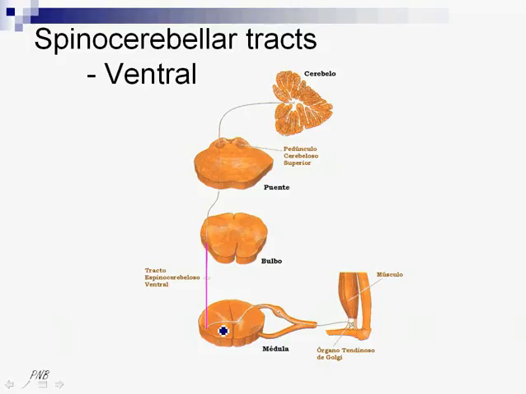The second neuron will then cross sides and ascend in the ventral spinocerebellar tract. It will ascend until the superior pedunculus cerebellaris and introduce itself both to the contralateral side of the cerebellum, as we can see here, but then some of these fibers will again decussate. They will cross sides again to the homolateral side and introduce themselves to the homolateral side of the cerebellum. So we've got the ventral spinocerebellar tract sends fibers to both sides of the cerebellum.